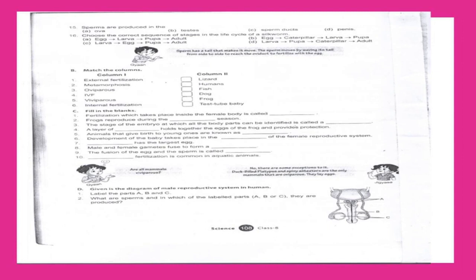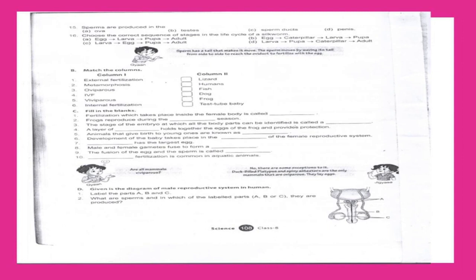Then D. Given is the diagram of male reproductive system. Label the parts A, B, C. A is sperm duct. It is also known as vas deferens, V-A-S D-E-F-E-R-E-N-S. B is penis. And C is testis.